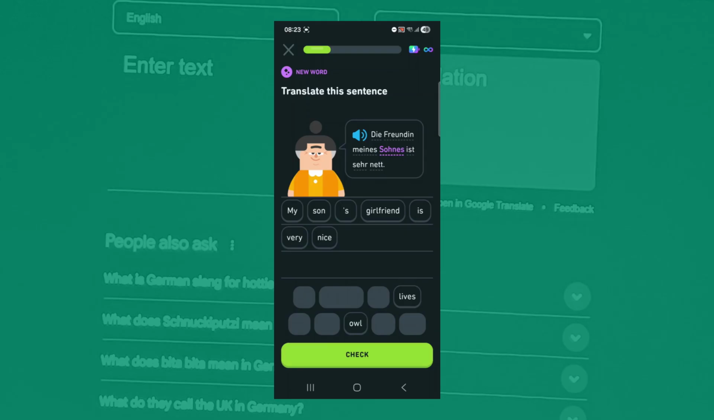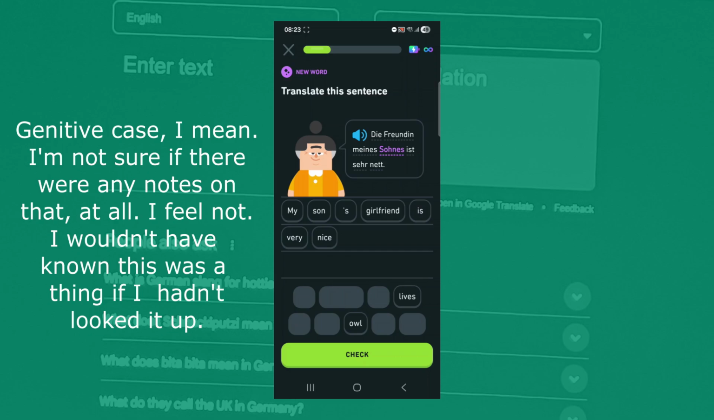Okay, I think that's the first genitive I've seen that has the ES added. So I'm just going to write that down, which of course I had to look up because it wasn't something that Duolingo told me.